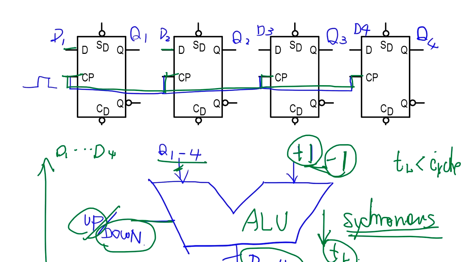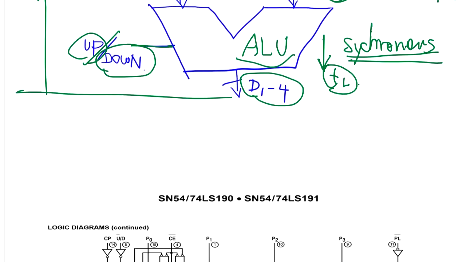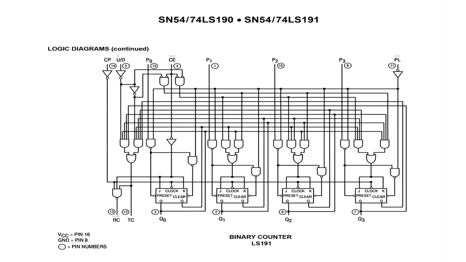But how simple is this ALU? Adding 1 or reducing 1? Here. So this is the ALU part, plus 1 minus 1, and it also has some other functions like count enable and parallel loading, up and down. Those are all included in the logic.